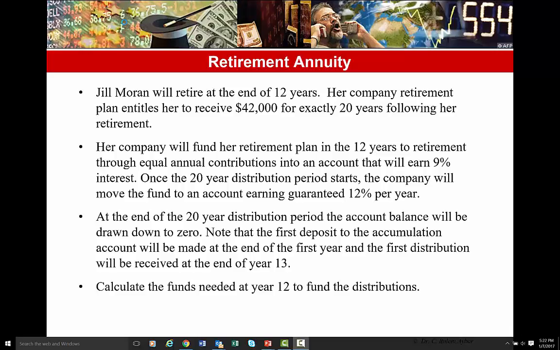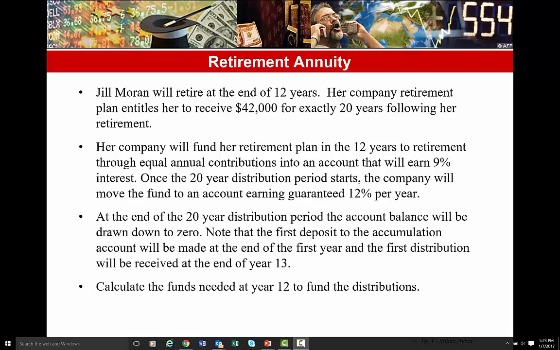This is an annuity example. We call this retirement annuity, and this is a great example just to illustrate how useful annuities can be in the context of finance. So in our example, Jill Moran will retire at the end of 12 years. Her company retirement plan entitles her to receive $42,000 for exactly 20 years following her retirement.